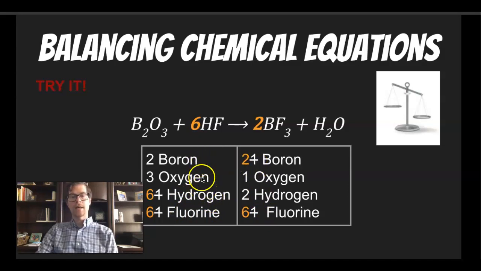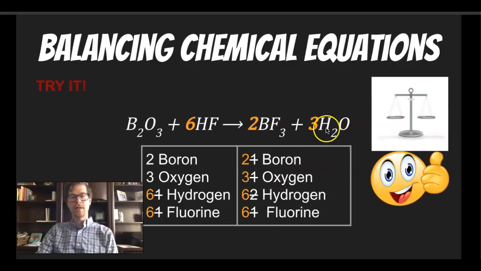Now we got to deal with the oxygens and hydrogens. Well, it so happens that if we need to get 6 hydrogens and 3 oxygens, we can actually put a 3 in front of the H2O, and we end up balanced, right? So hopefully that was relatively painless. All right, so that's it for review of balancing and review of types of chemical reactions.